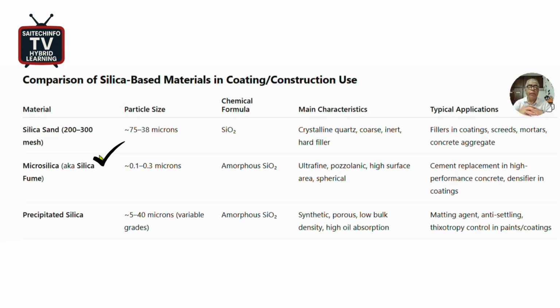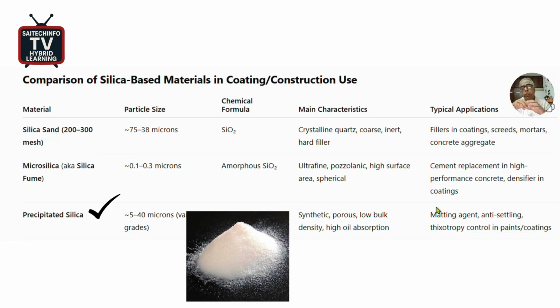and this is also used as a densifier in coatings. Then regarding precipitated silica, it has a micron size from 5 to 40 microns. It has variable grades, and based on the particle size, they are available in the market. And this is also categorized under amorphous silica.